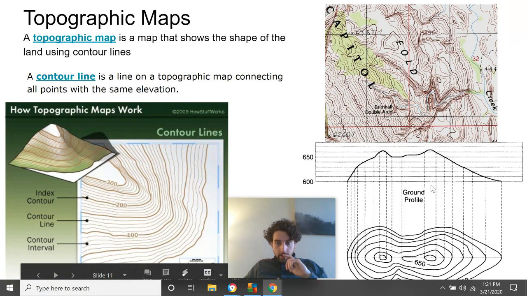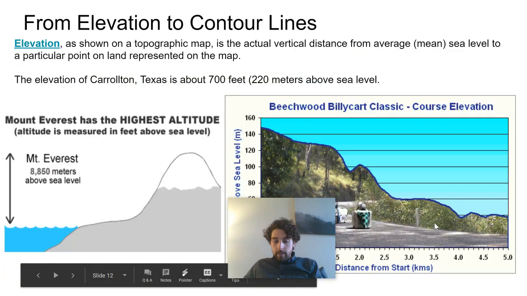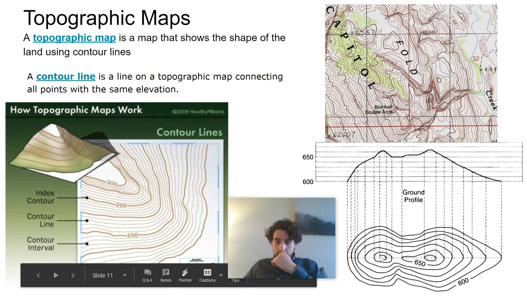Now here's a good image I want y'all to see on the right. If this is what this little mountain looks like from the side, this is what it would look like as a contour map. Yeah, so now you can see the peak here matches the peak here. These lines connect the sections of elevation to where they are on the map.